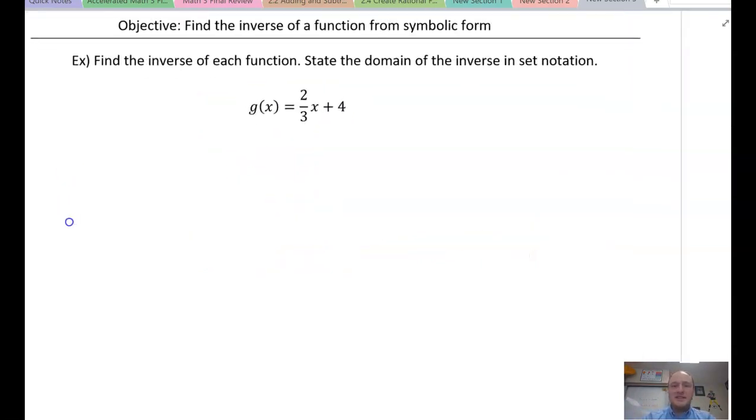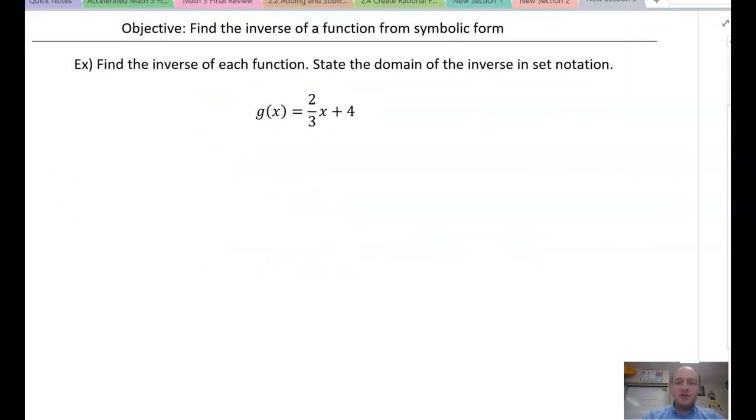All right, next example. Find the inverse of this function, state the domain. So again, I'm going to make it y is equal to 2/3 x plus 4. That's step 1. Step 2, I'm going to switch x and y.